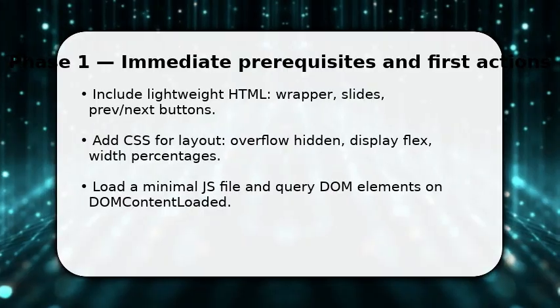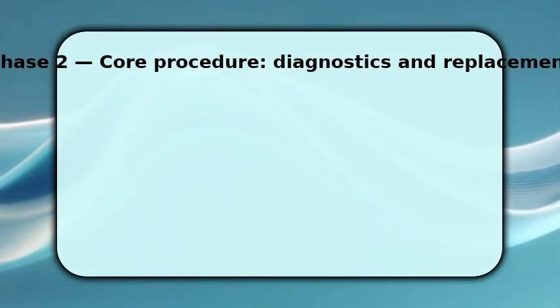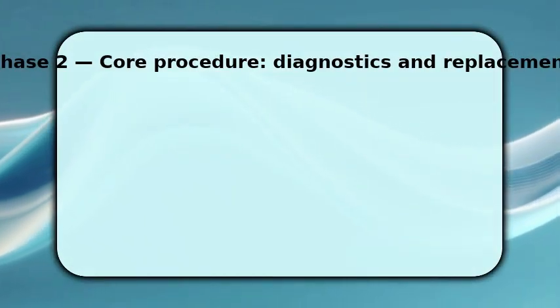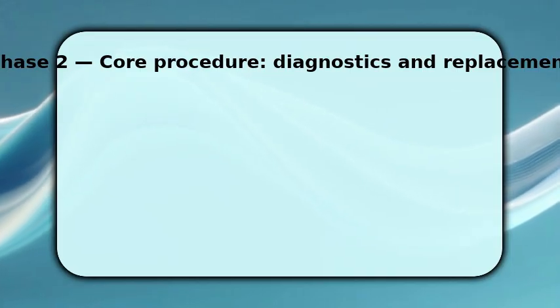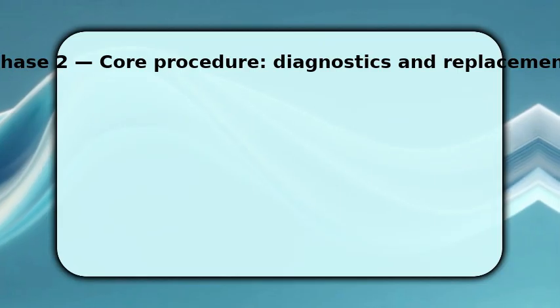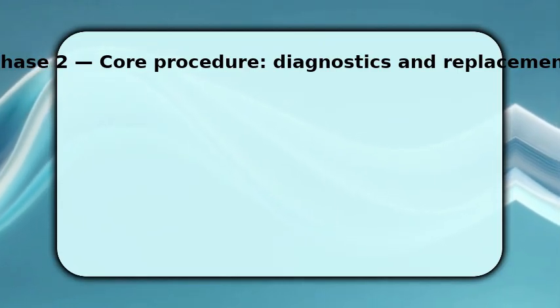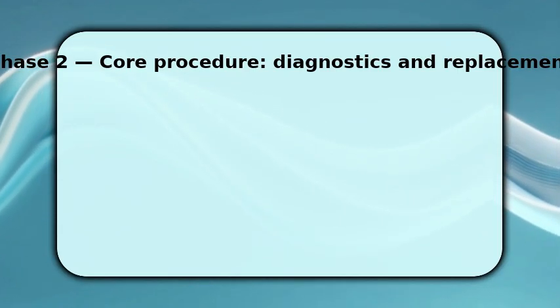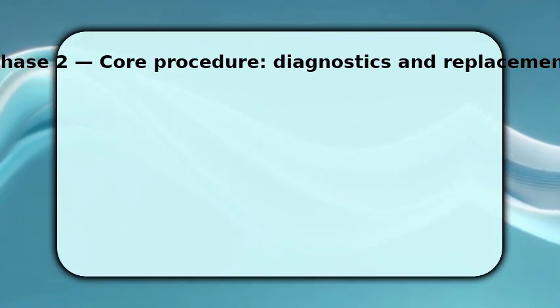Now you implement movement. Write functions next and prev that increment or decrement the current index and clamp it between 0 and last index. Apply a transform style on the track. Translate x with negative index times 100% to shift slides.